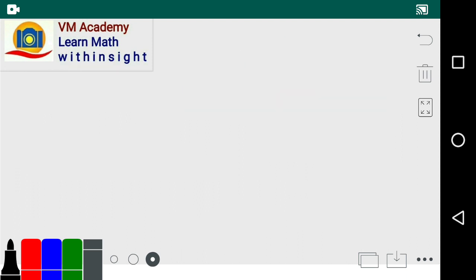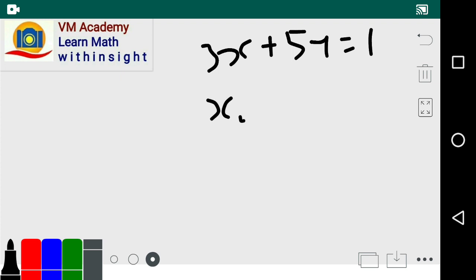Now once we get this solution of 3x plus 5y equal to 1, we get x naught equal to 2 and y naught equal to minus 1. Now from this we can get the general solution.